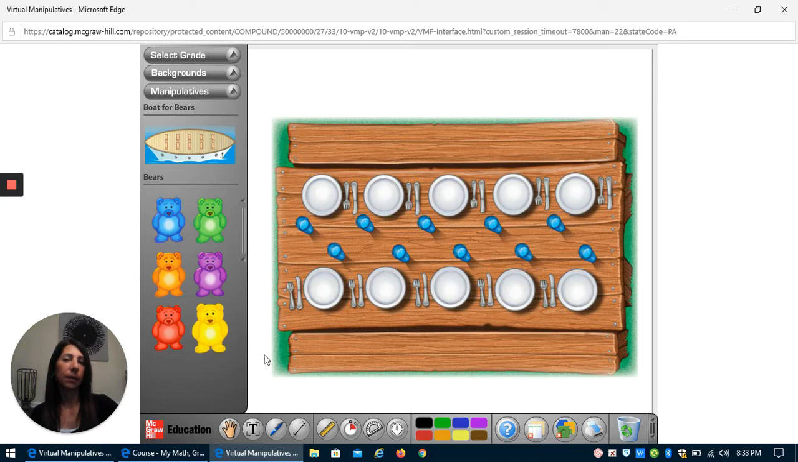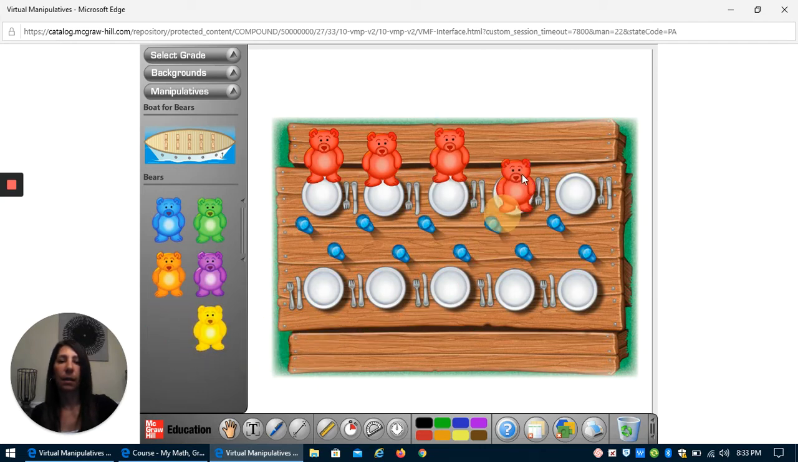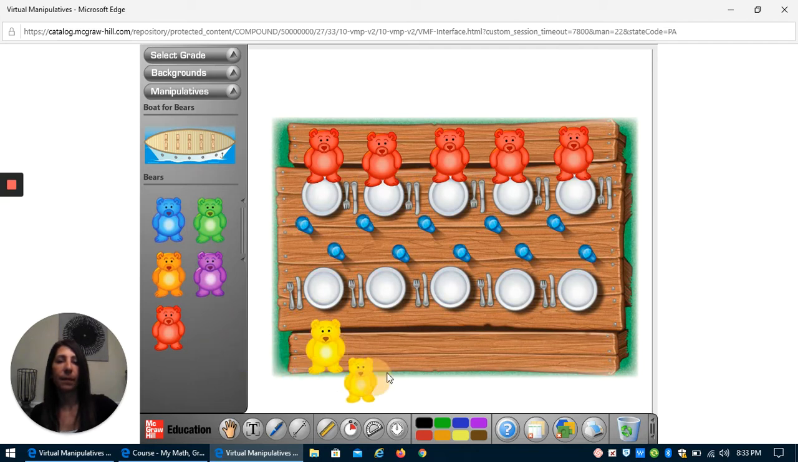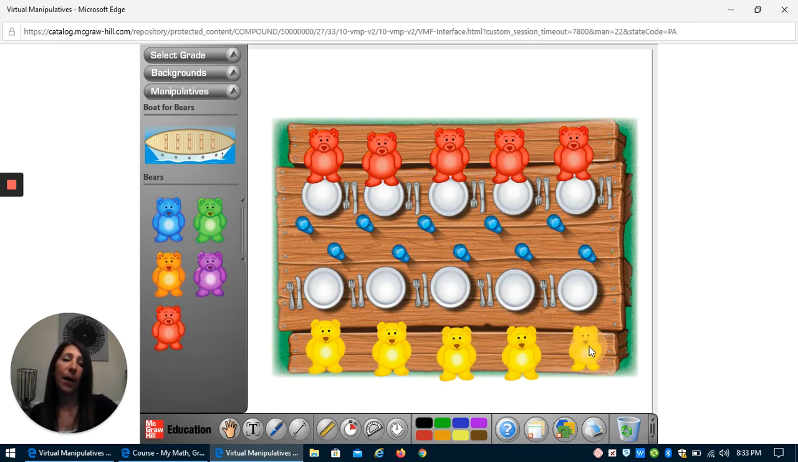Let's clear again, and let's use our last 2 colors here. So let's do red. 1, 2, we're going to do 5. 3, 4, 5. 5 red teddy bears came to the picnic. And guess what? Lots of their friends came too. So let's do 1, 2. We're going to have a full table here. 3, 4, 5. 5 of their yellow friends came to join them.